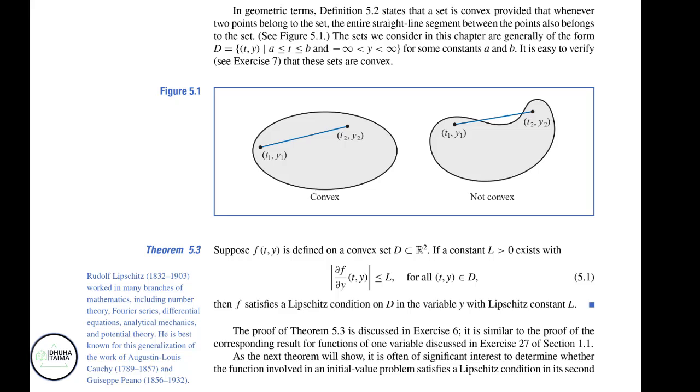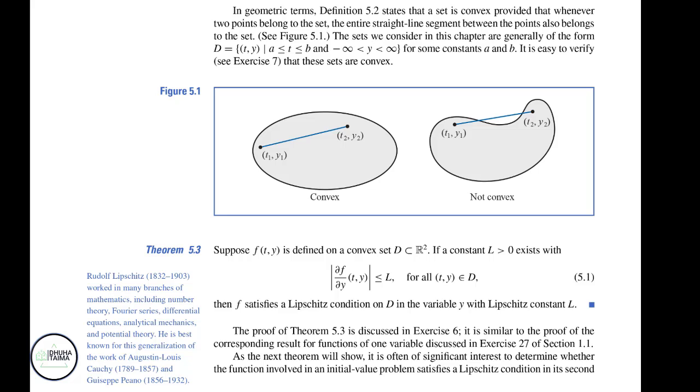The sets we consider in this chapter are generally of the form D = {(t, y) | a ≤ t ≤ b and −∞ < y < ∞} for some constants a and b. It is easy to verify, see Exercise 7, that these sets are convex.